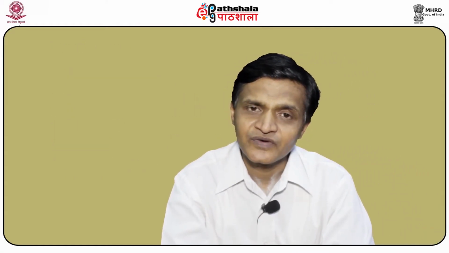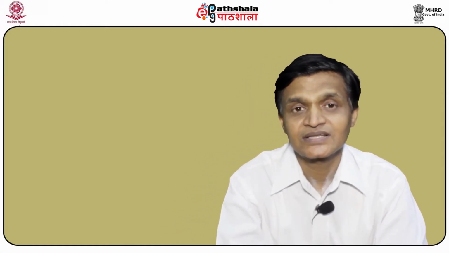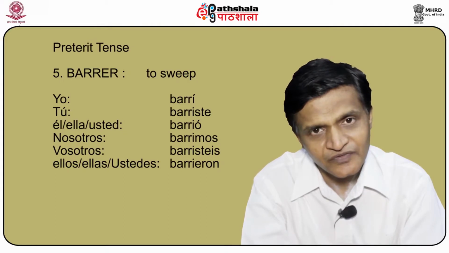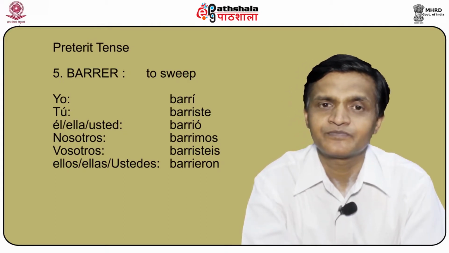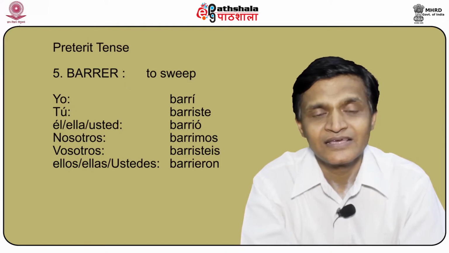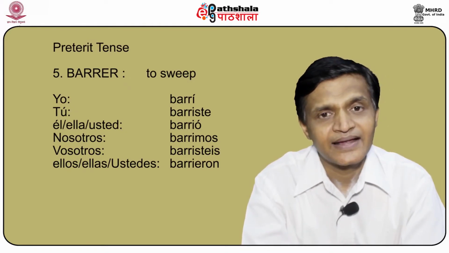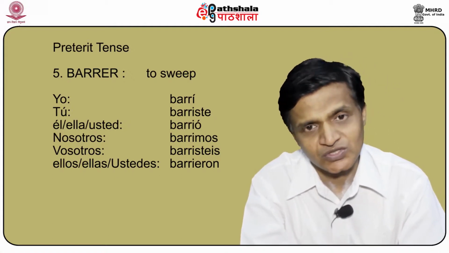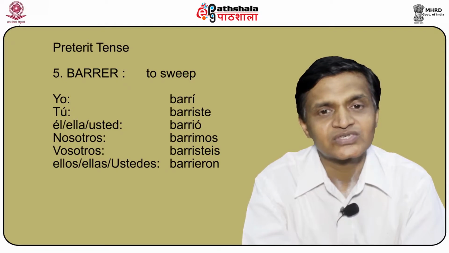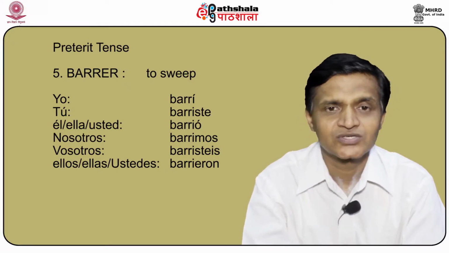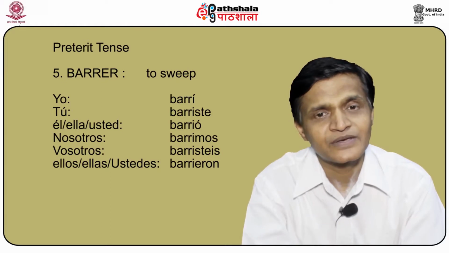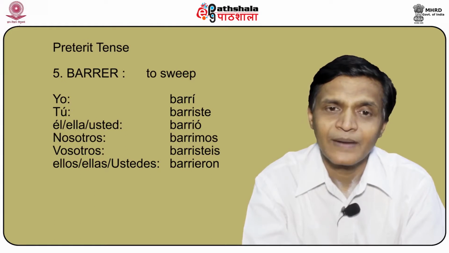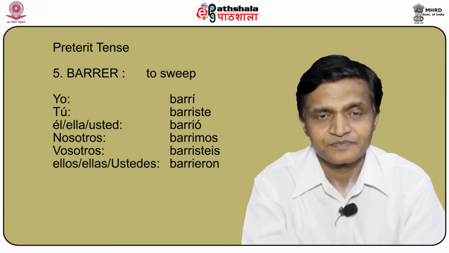Again, we'll pick up another verb which we have already done in the present tense, which is barrer, which is an ER ending verb and it means to sweep. This is also a regular verb, and the ER ending verb in the preterit tense becomes yo barrí, tú barriste, él, ella, usted barrió, nosotros barrimos, vosotros o vosotras barristeis, and ellos, ellas, ustedes barrieron. I repeat, barrí, barriste, barrió, barrimos, barristeis, and barrieron.